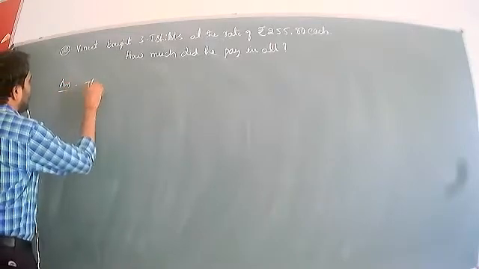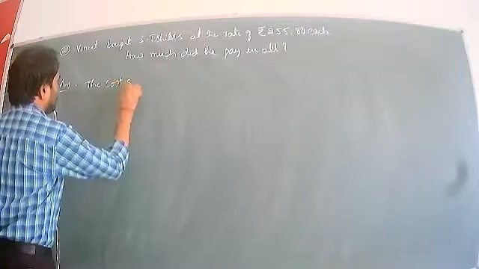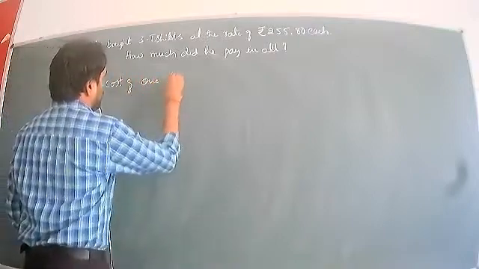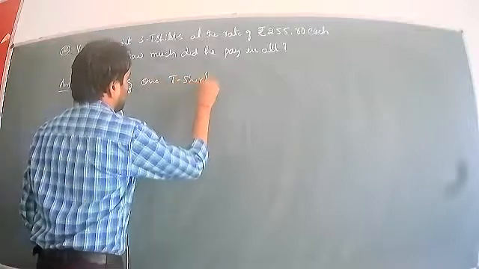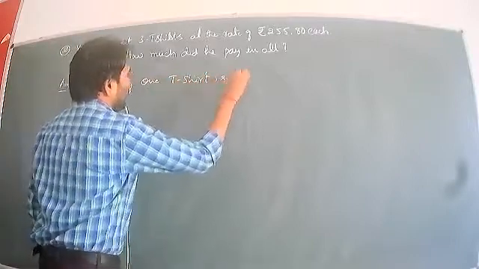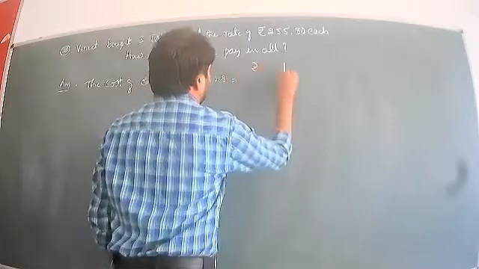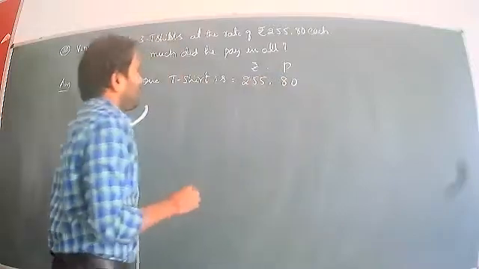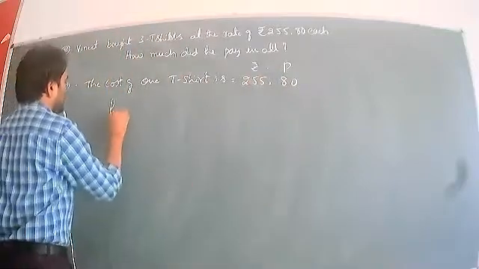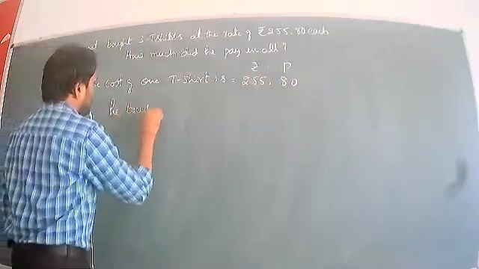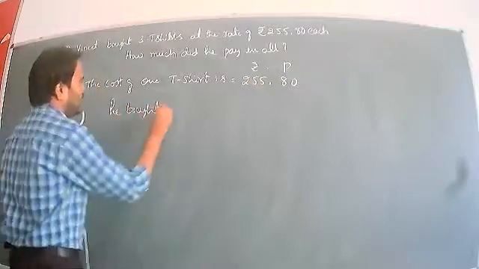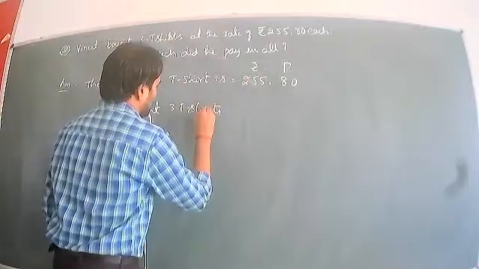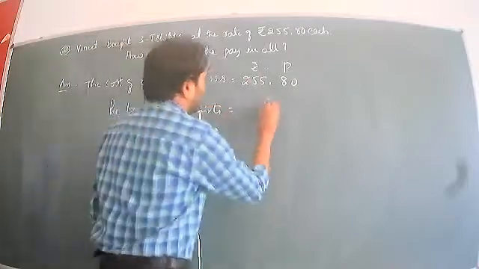The cost of one t-shirt, what is the cost of one t-shirt? 255 rupees 80 paisa. He bought 3 t-shirts. Who bought? Vineet bought 3 t-shirts. 3 t-shirts equal to, we multiply by 3.